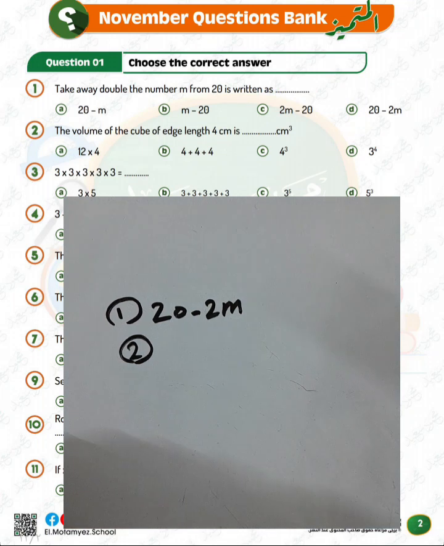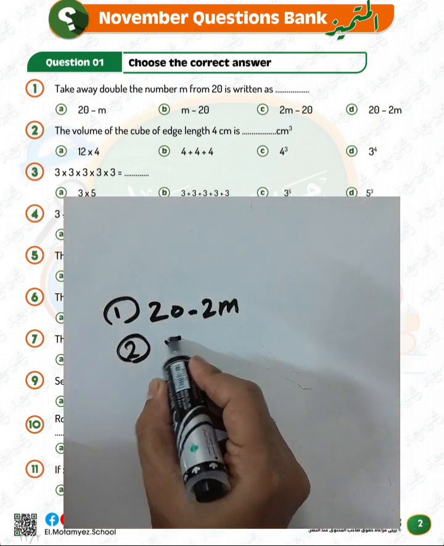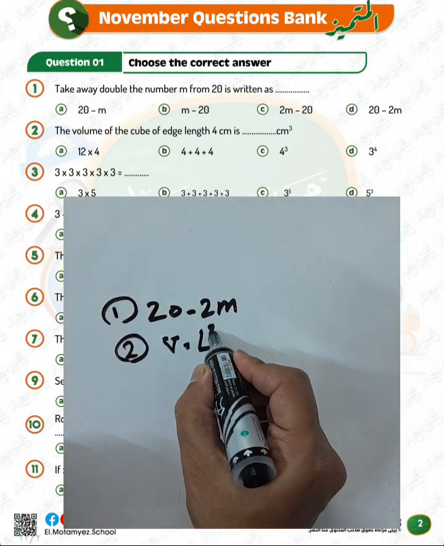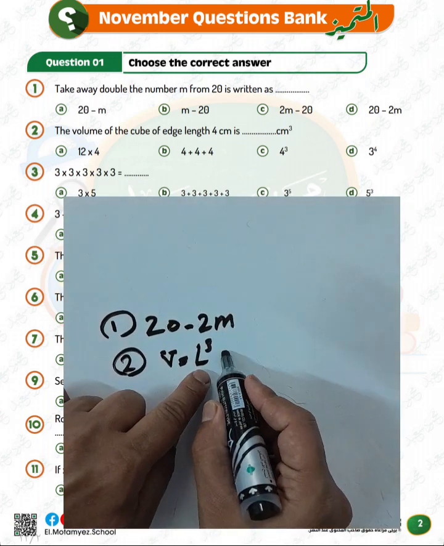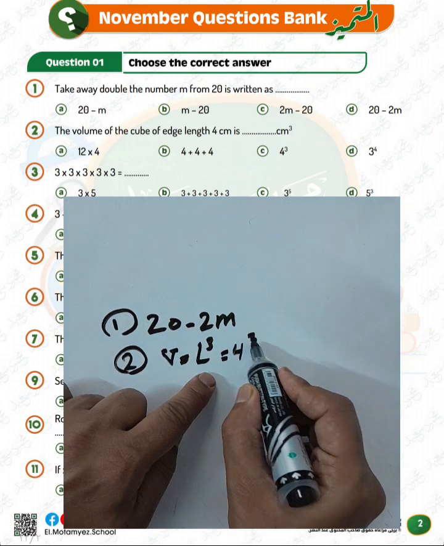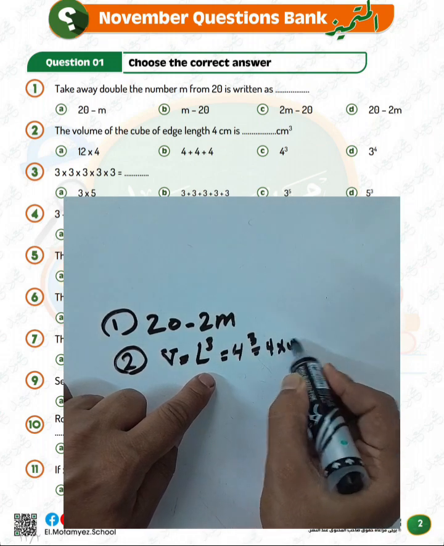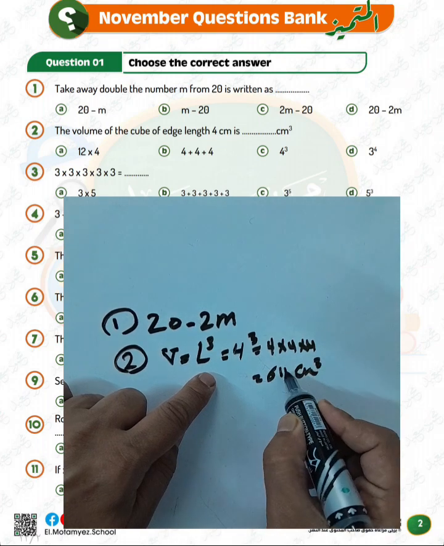The volume of a cube of each length 4 centimeters equals blank cubic centimeters. We know the volume equals length power 3. Length here was 4 centimeters, then the volume would be 4 power 3. It means 4 by 4 by 4. It will be 64 cubic centimeters.